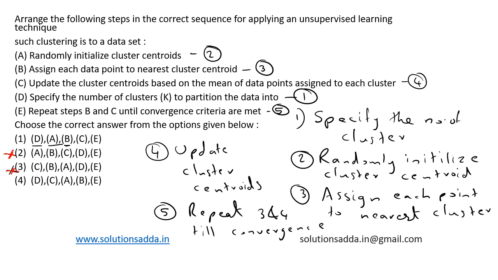Based on the options, we can say the order will be D followed by A followed by B followed by C followed by E. This is the specific order. And from the options, we can say option 1 will be the right choice.